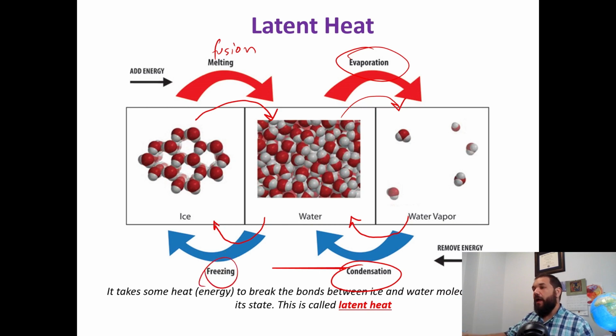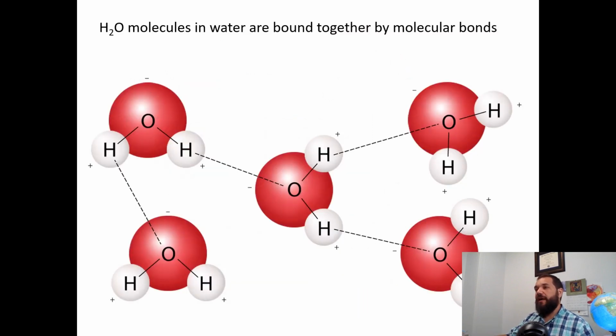All right. Now, every time you go from one phase to the other, you're going to be either breaking or forming bonds. H2O molecules are all stuck together with molecular bonds. We actually call them hydrogen bonds. When you pull apart these bonds, it's going to take energy, and when the bonds form, it's going to release energy. That energy is the latent heat.